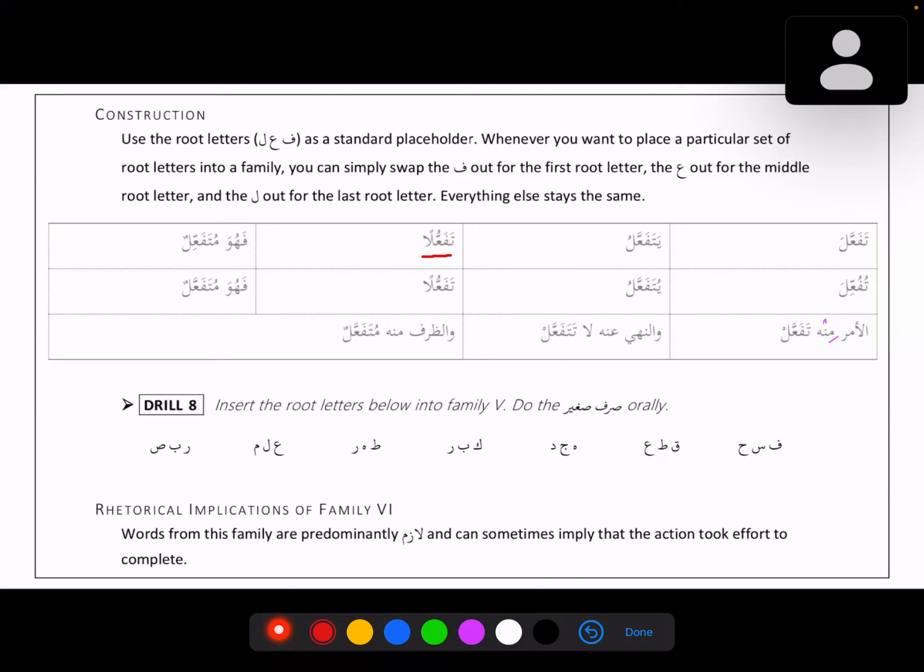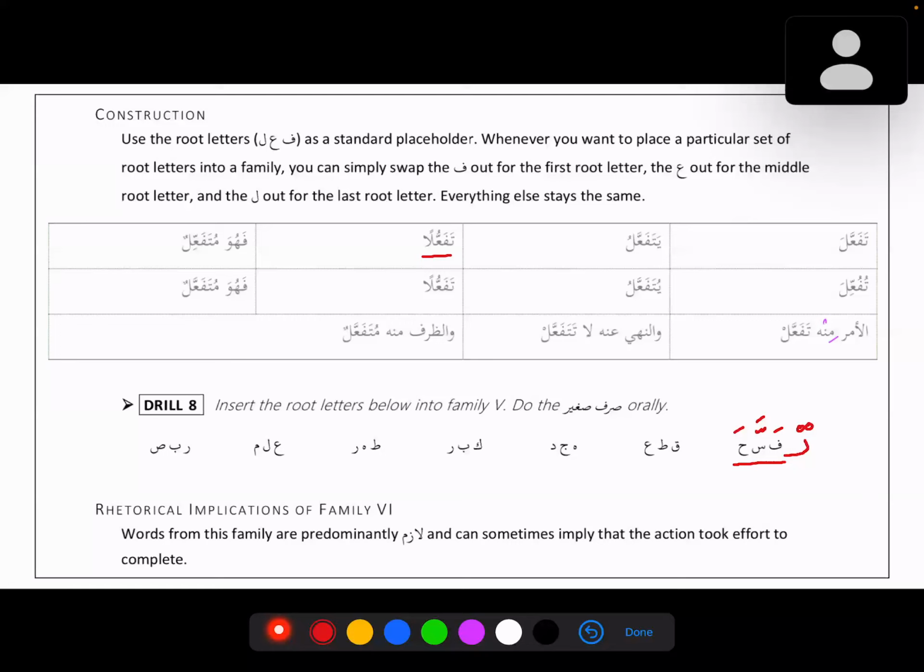Okay, so now we have some practice words over here. Fasaha. So let's bring it to this family. How are we gonna do that? Tafassaha. Yeah, exactly. So I need to add a ta over here. The middle letter is sin, and I'm gonna give it a shadda, right? Tafassaha.